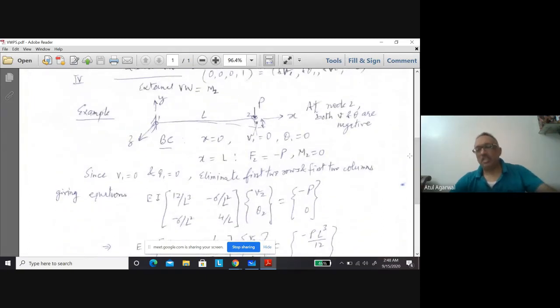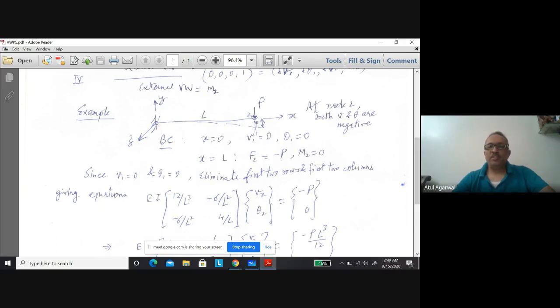So now we do an example. You see there is a beam, this is a cantilever. Node 1 is fixed, so our vertical displacement as well as rotation are 0 here. Force P is applied at this far end. There is no moment applied at the far end. So our vertical force F2 is equal to minus P as it is downwards, and the moment here is 0. M2 is 0.